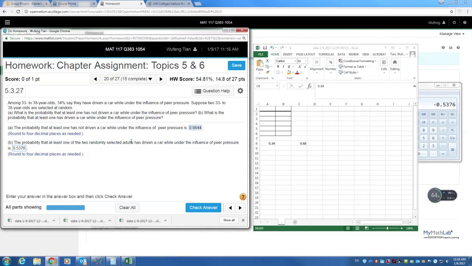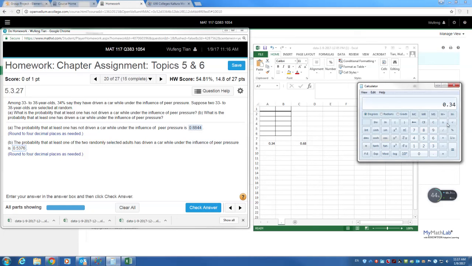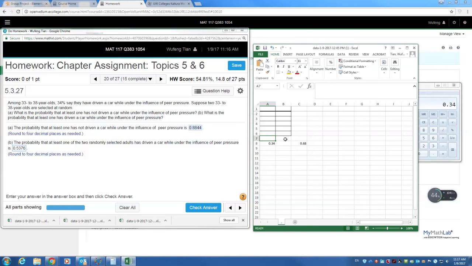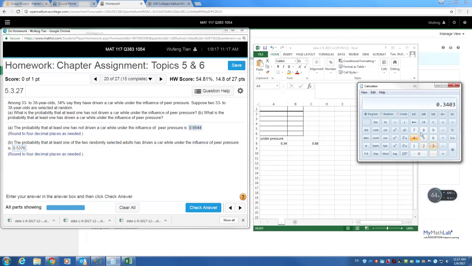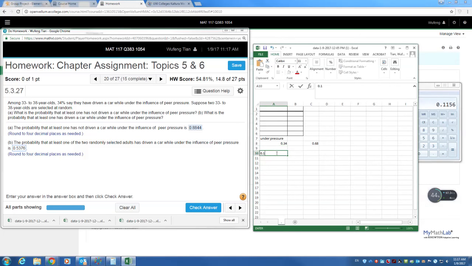What is the probability that at least one of the two randomly selected adults drove a car under the influence of peer pressure? One under pressure is 0.34. I have to write it; it's much better. Both under pressure is 0.34 times 0.34, which is 0.1156.